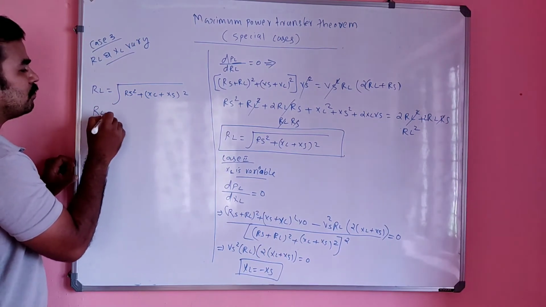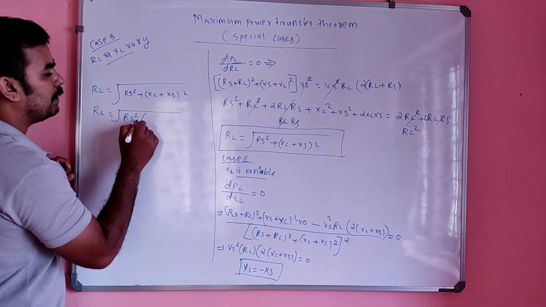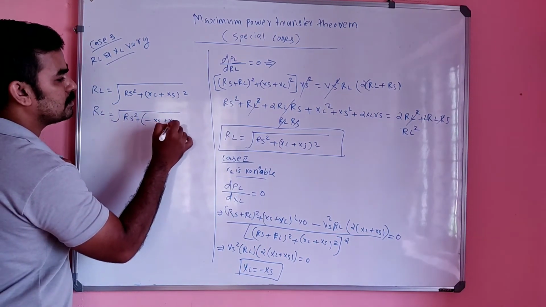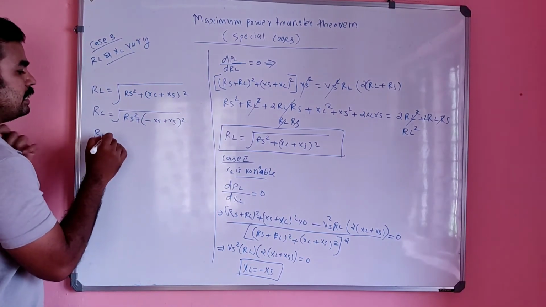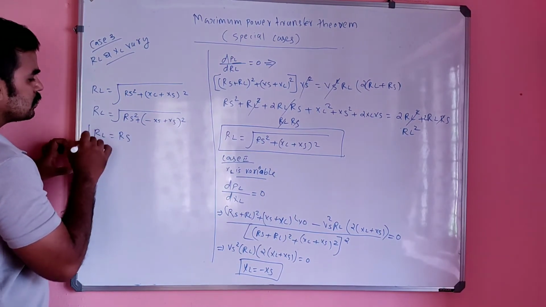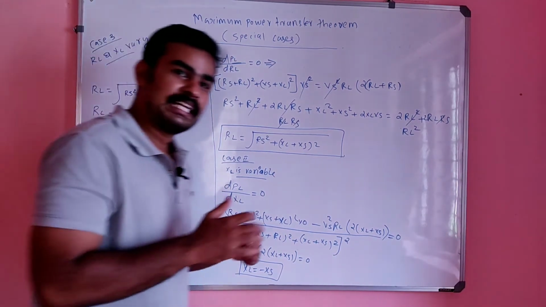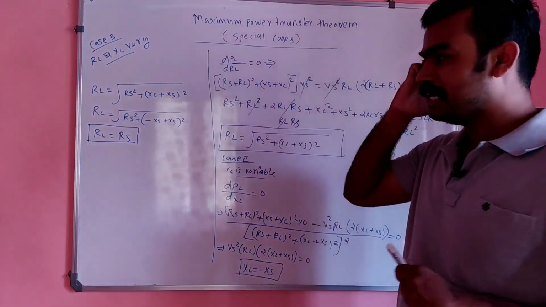So RL will be equal to what? Root of R square plus (XL plus XS) the whole square, with XL equal to minus XS. So minus XS plus XS, the whole square, will become 0. So simply RL equal to RS, which is nothing but similar to the DC condition. DC maximum power transfer, right? RL equal to R Thevenin.